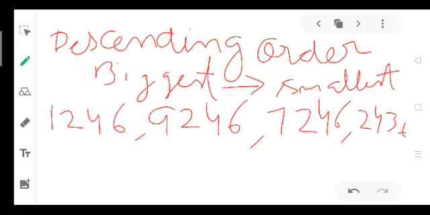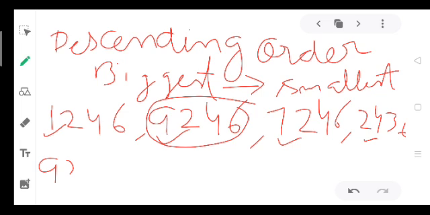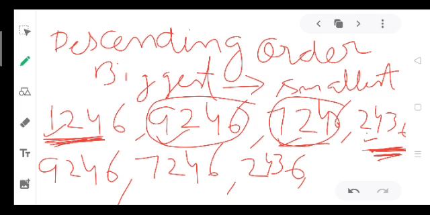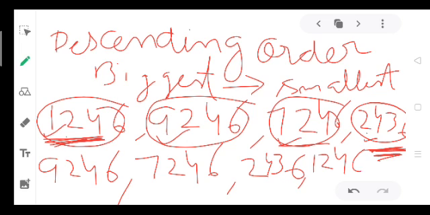Firstly, check their thousands. 1972. Which one is biggest here? Because descending order, 9000. So firstly I will write 9246. Now comparison between these three. Which one is biggest? 7246. Now comparison between these two. Whose thousand is bigger? 2000 is bigger. So we will write 2436 and at the end I will write 1000, which is smallest number, 1246.